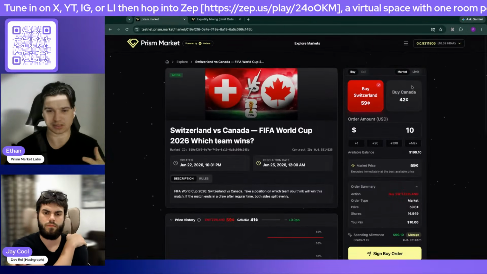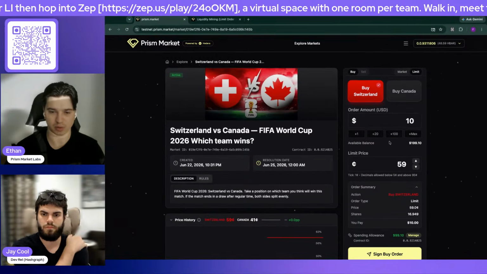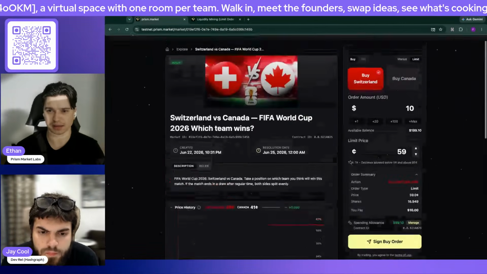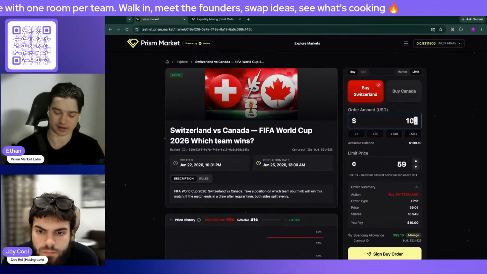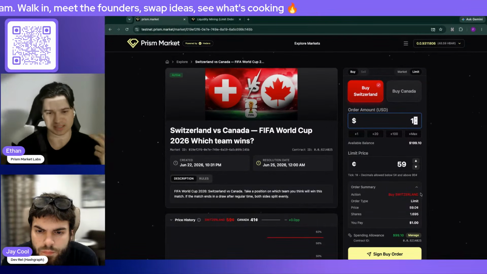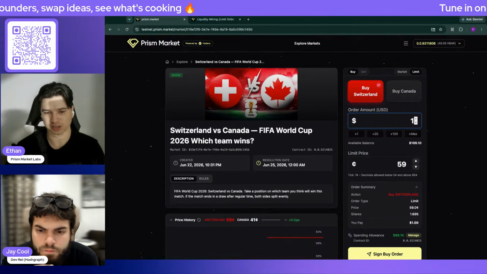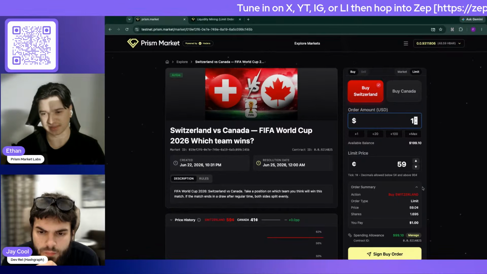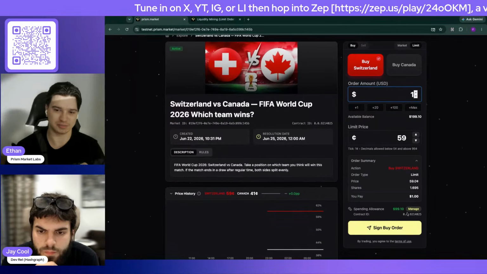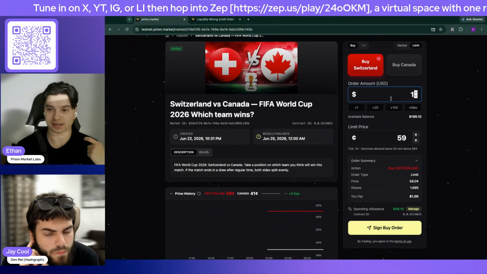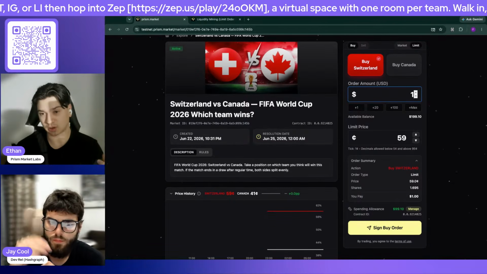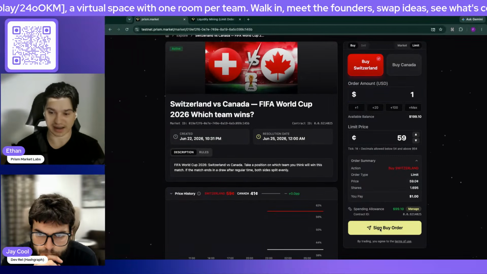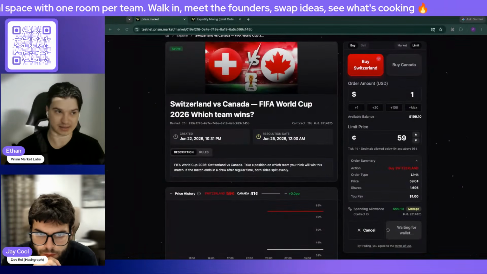Let's just go ahead and we can make a limit order. I think Switzerland is going to win, and I'm willing to spend 59 cents on a share or a position token. We're still trying to nail down what exactly to call it, but I kind of go back and forth between those two. So when you find the limit price that you're willing to buy a position token at, I'm willing to spend 1 USDC. You have to sign the buy order. It's basically signing an intent.